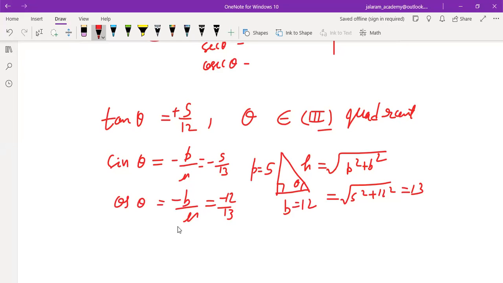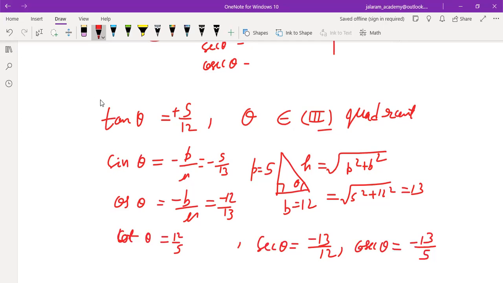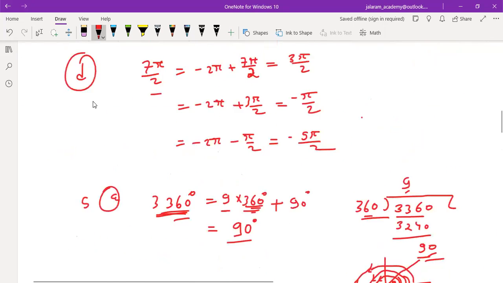As the session is about to be over, solve it yourself. Tan theta is given. Cot theta will also be positive and it is the reciprocal of tan theta. Sec theta is the reciprocal of cos theta. So minus 13 by 12. And finally cosec theta is the reciprocal of sin theta. So it is minus 13 by 5. Similarly, you can solve the other questions.